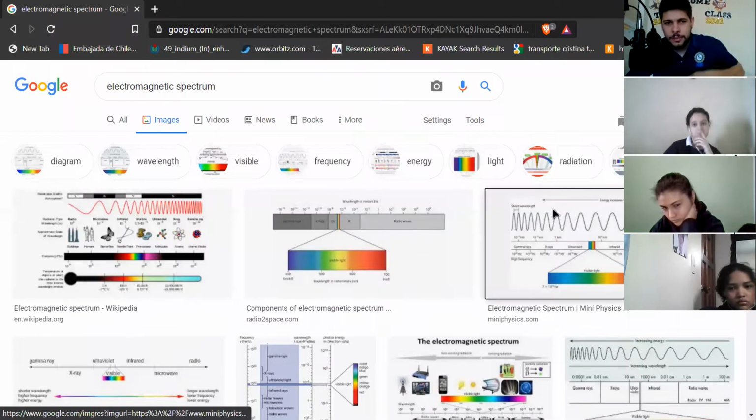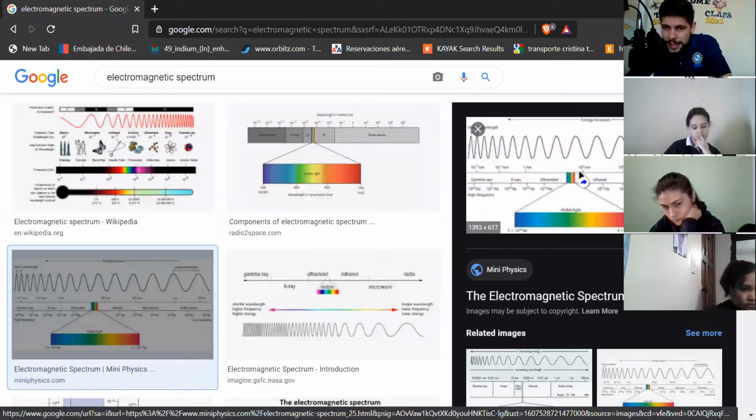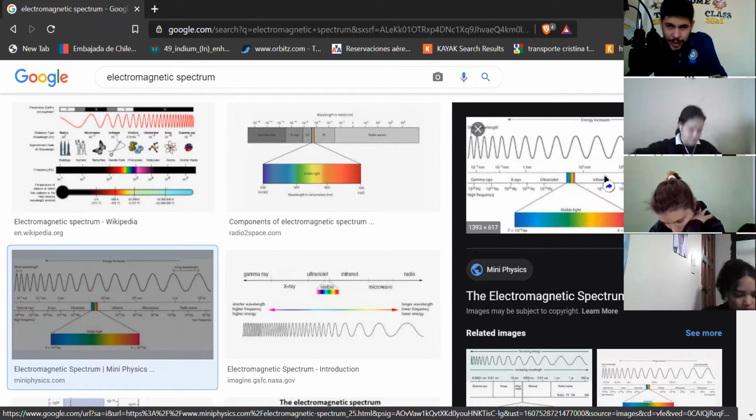In physics, right? Okay, so we have this spectrum, and this is the only segment that we are able to see. So I want Joyce to read the next paragraph, the one that says light has been described.